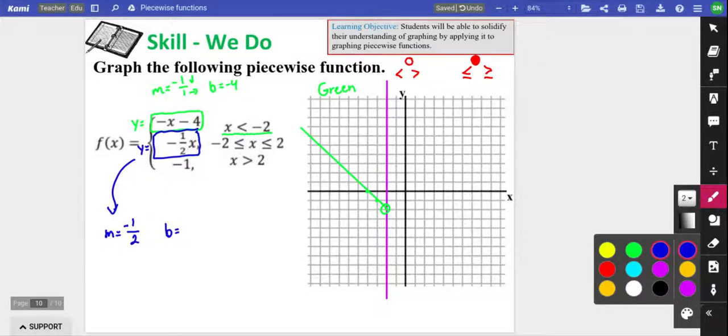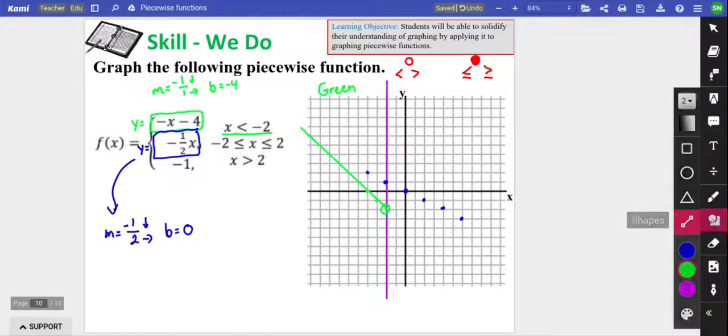Then we have the y-intercept. I don't see a number by itself. What's the y-intercept? 0. I will go to 0. And now this is down 1, 2 to the right. Going the opposite way, I go up 1, 2 to the left, up 1, 2 to the left. So the line has been graphed.